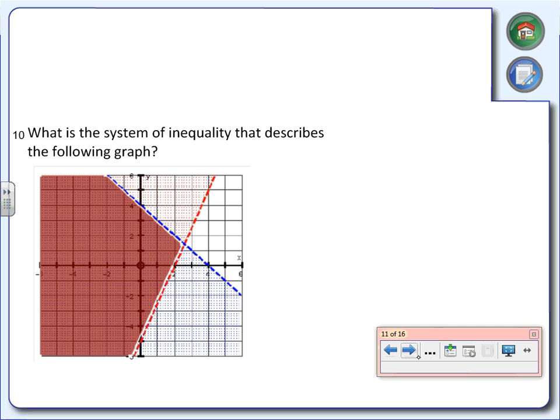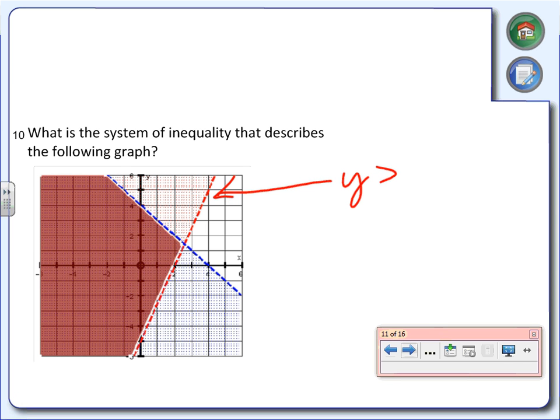Number 10, it says here, what is the system of inequalities that describes this graph? So we did one of these the other day. Let's start with the red one. I want to write the inequality that matches that red graph. First thing I need to decide is what kind of inequality symbol am I going to need? The less than or the greater than? Which one? Less than? Sure. We're looking at the red one here. It's shaded to the top. And because it's shaded to the top, it should be greater than.